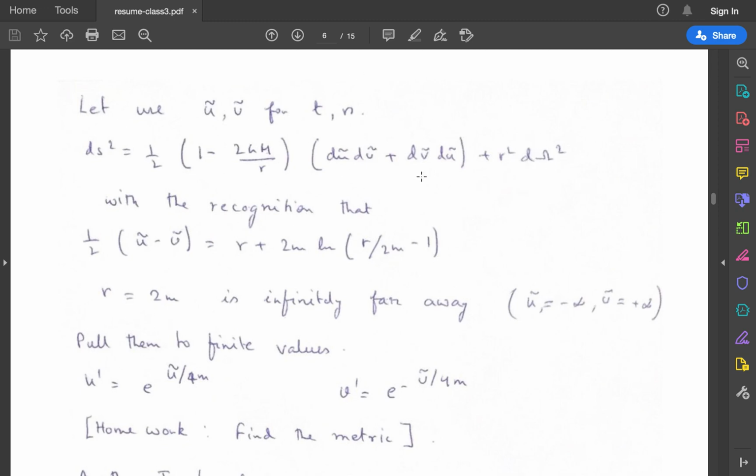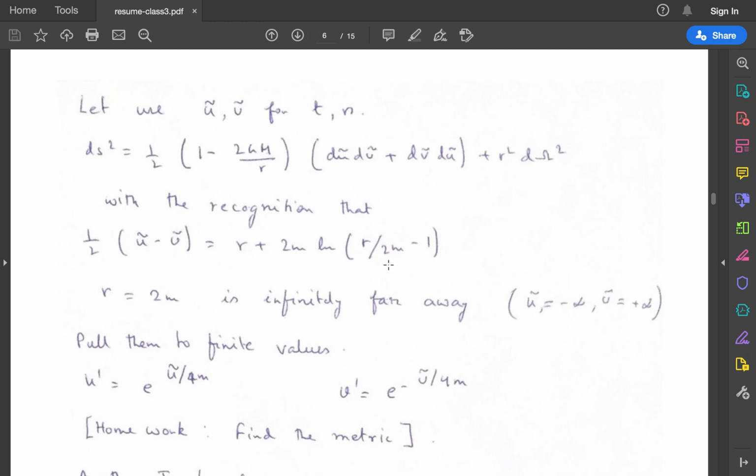We are mostly concerned about this, because these are already a regular, compressed coordinate system. There are no infinities. So your next homework is to check that with this transformation you get back this metric. You have to check that. With this recognition, what we have done is that the r equal to twice m, which was a coordinate singularity of the event horizon in our coordinate system t, we have sent to infinitely far away.